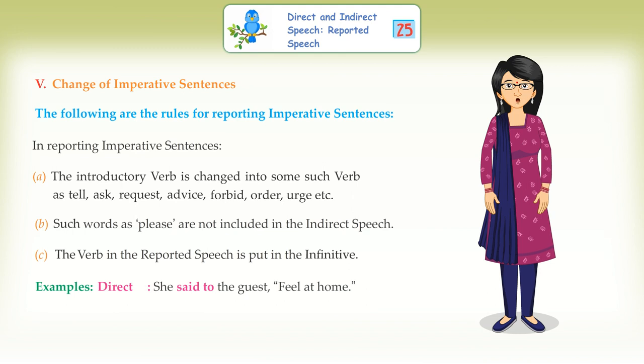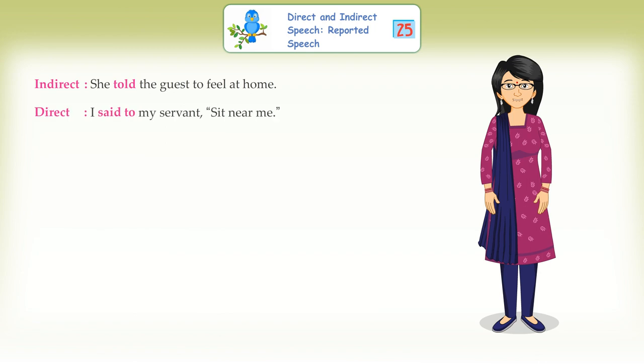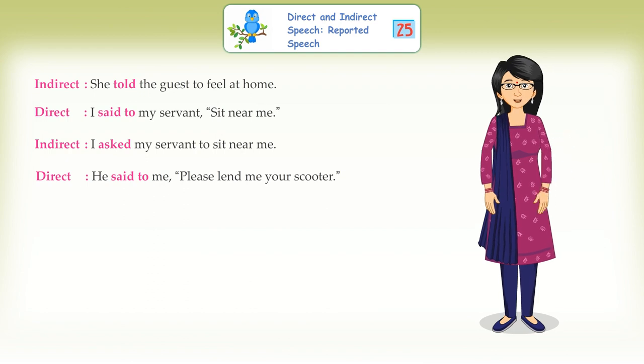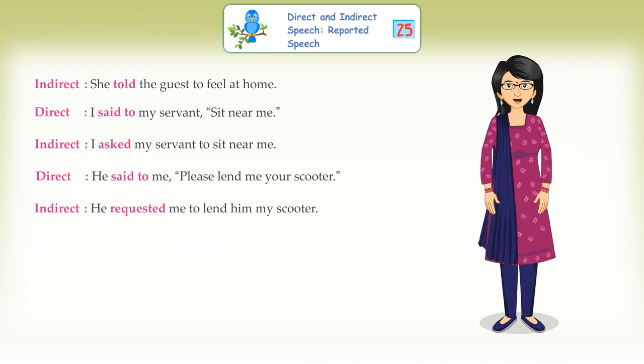Examples: direct. She said to the guest, "Feel at home." Indirect. She told the guest to feel at home. Direct. I said to my servant, "Sit near me." Indirect. I asked my servant to sit near me. Direct. He said to me, "Please lend me your scooter." Indirect. He requested me to lend him my scooter.